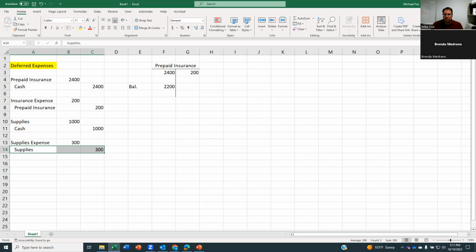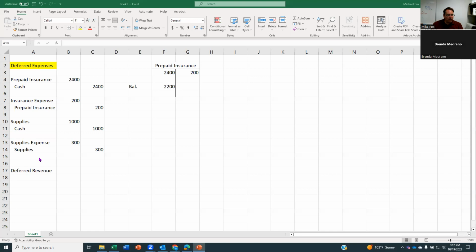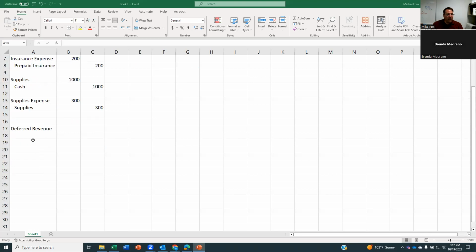So the second type is what's called deferred revenue. A deferred revenue is where someone pays me in advance for something, but I haven't actually earned the money yet. As an example, I used to own a storage shed business. Someone comes and says, I'm going to pay you for a year's worth of storage instead of month by month. That happens a lot, actually.